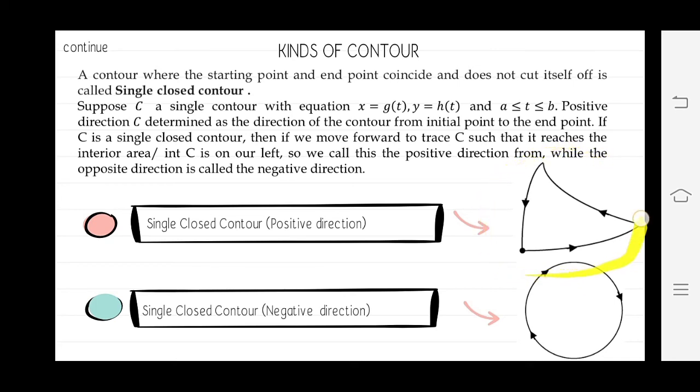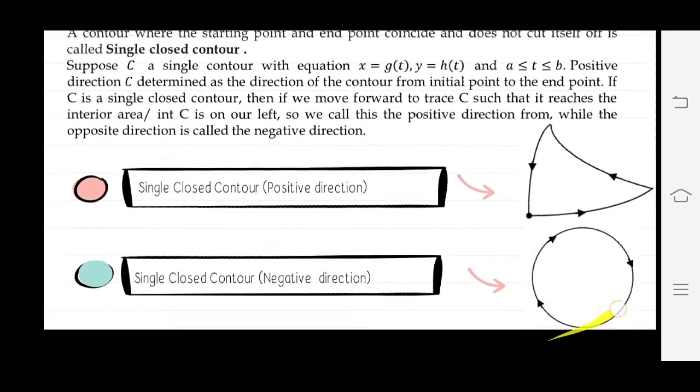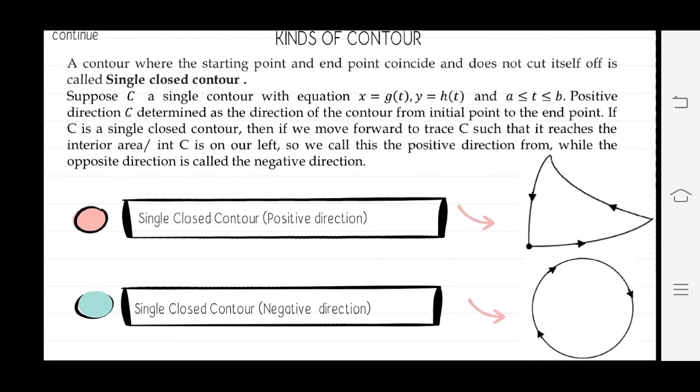And this figure is the example of single closed contour with positive direction. We can see that if we move forward along this contour, the interior point is on our left. And for single closed contour with negative direction, you can see at this figure. If we move forward to trace C, we can see that the interior of C is on our right.